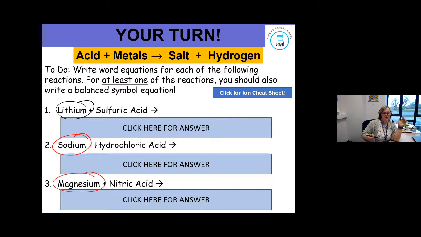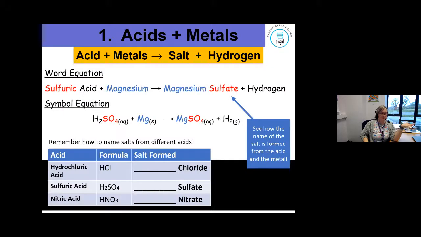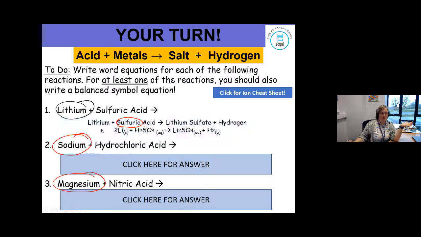Okay, so the first part of the words is always going to be lithium. It told you that it was sulfuric acid. Okay, and if you go back to the previous one, sulfuric acid means it's something sulfate. So, hey presto, the product is going to be lithium sulfate. Yeah? Same thing for the second one.